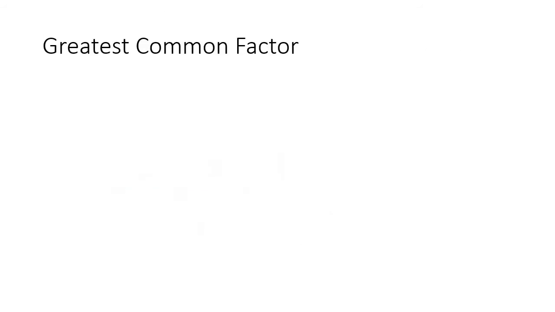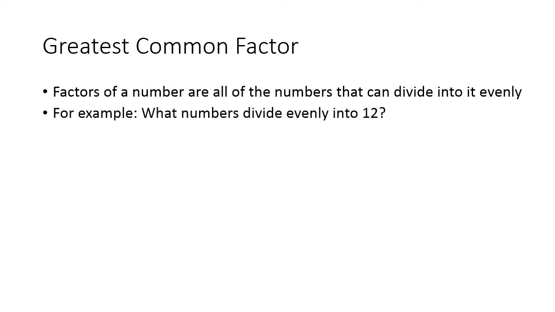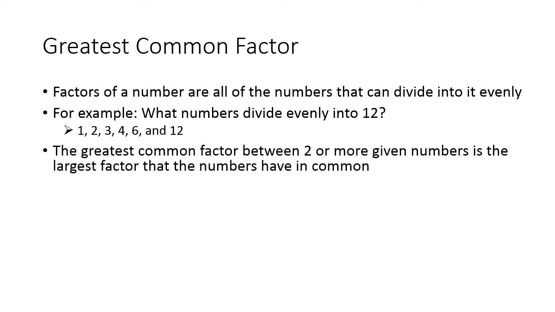The greatest common factor now. Factors of a number are all of the numbers that can divide into it evenly. For example, what numbers divide evenly into 12? 1, 2, 3, 4, 6, and 12. These are all of the factors of 12. The greatest common factor between two or more given numbers is the largest factor that the numbers have in common.